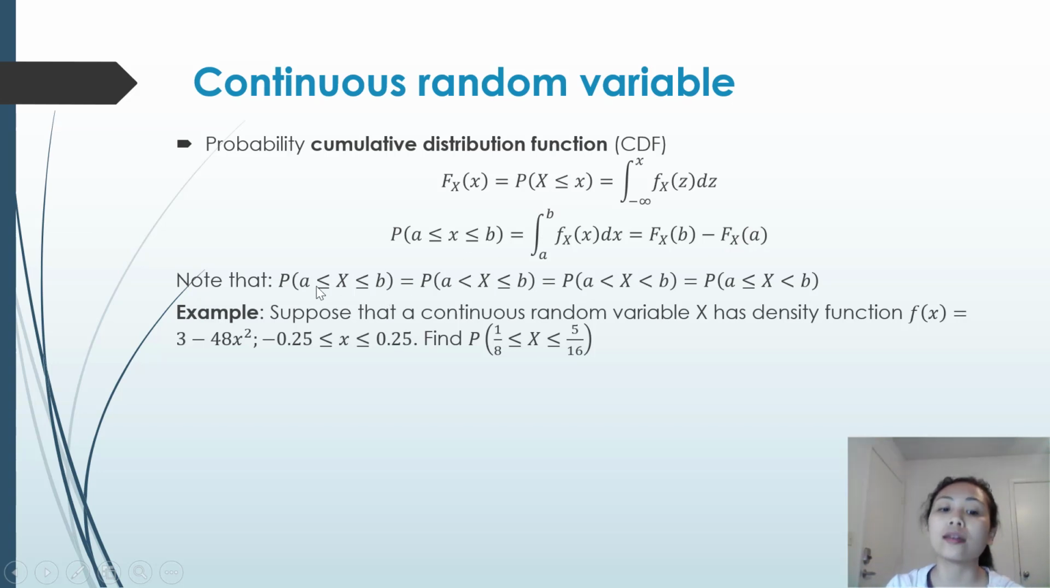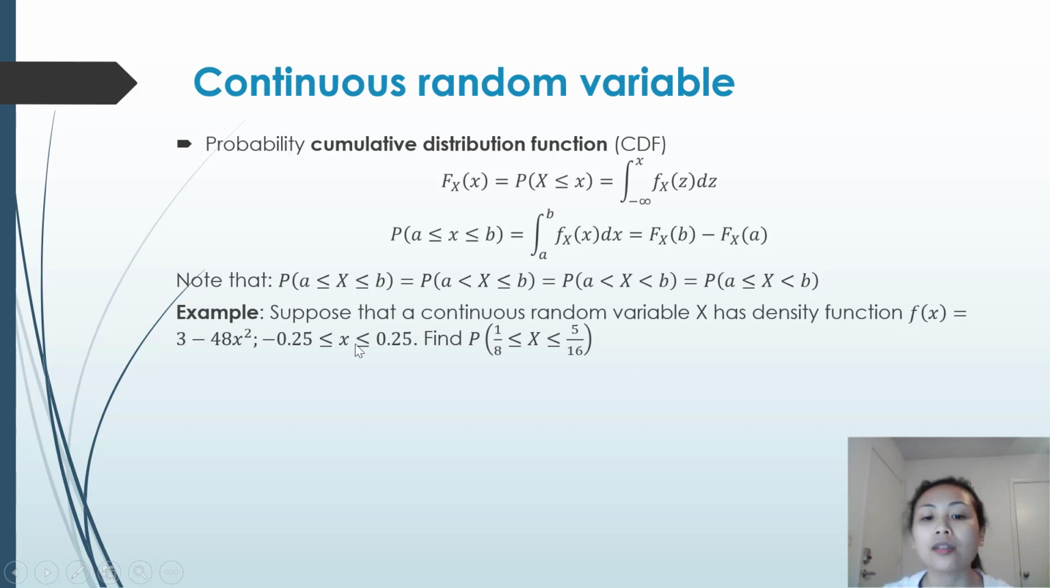And one thing you should notice here: for continuous, because at any single point the probability is 0, the less than or equal, and the strictly less than, are not different. So the probability of A less than or equal to X less than or equal to B is the same as the probability of A strictly less than X less than or equal to B, the same as the probability of A less than X less than B, the same as the probability of A less than or equal to X less than B.